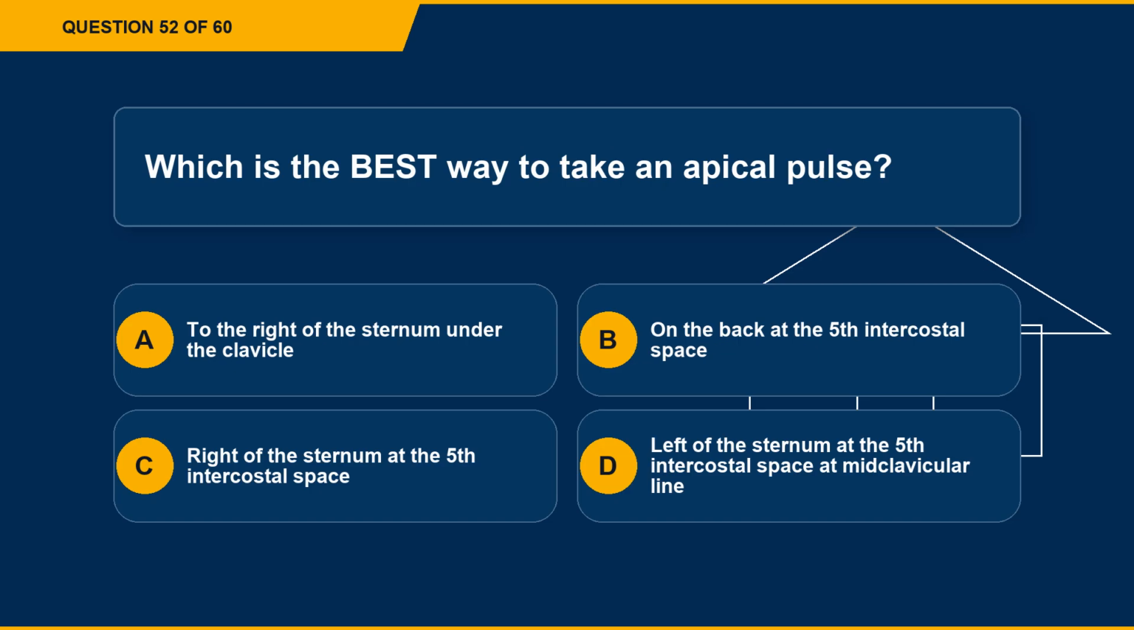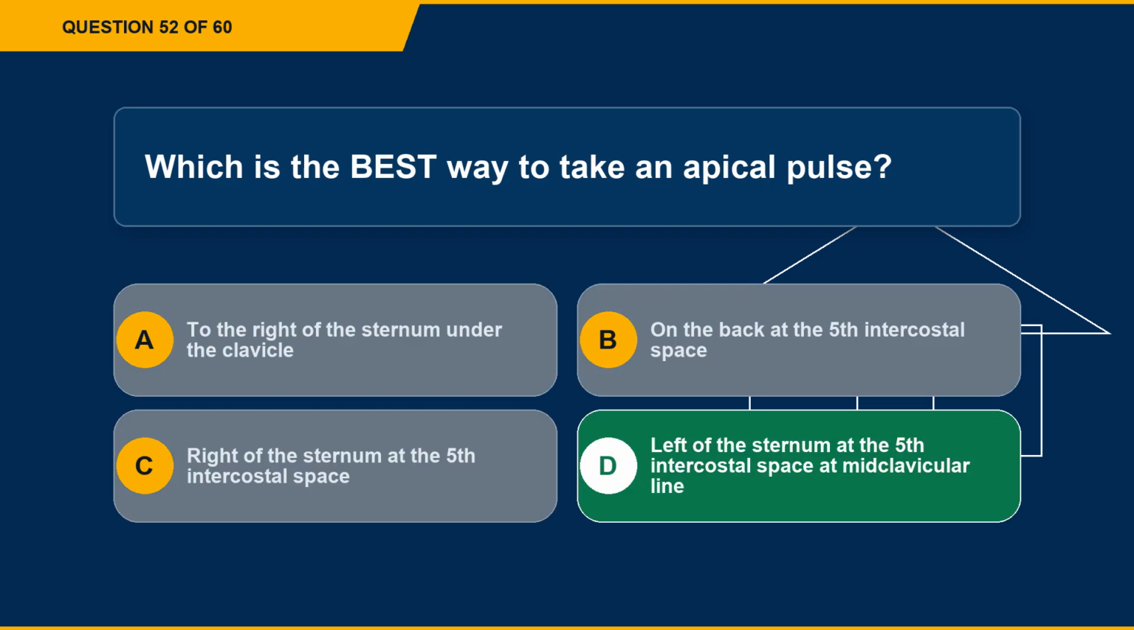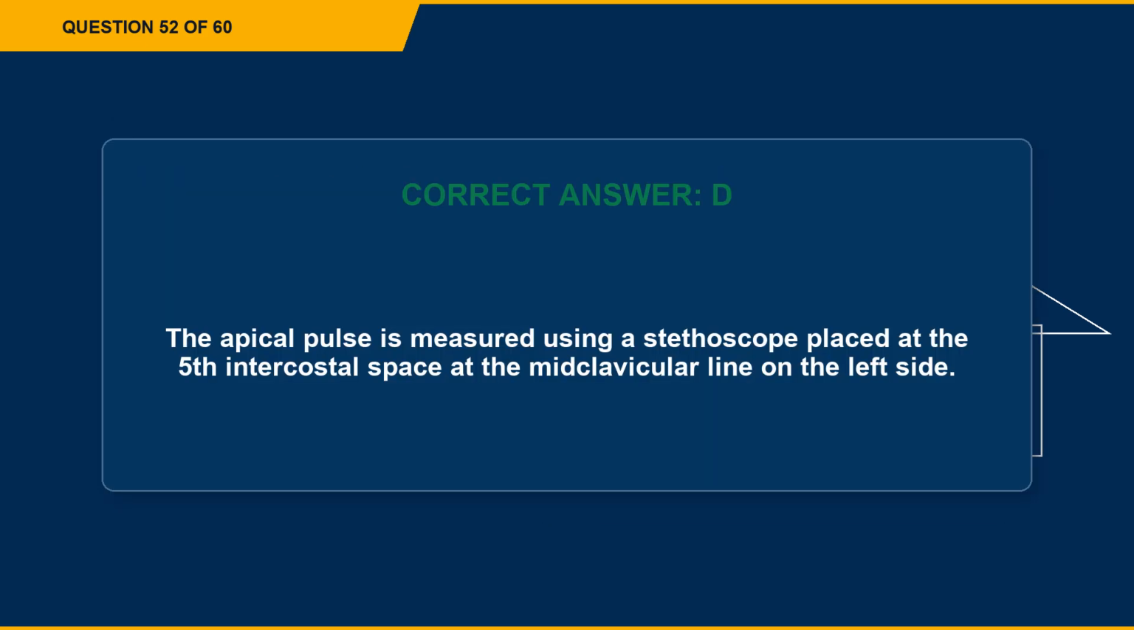Question 52. Which is the best way to take an apical pulse? Option A, to the right of the sternum under the clavicle. Option B, on the back at the fifth intercostal space. Option C, right of the sternum at the fifth intercostal space. Option D, left of the sternum at the fifth intercostal space at mid-clavicular line. The correct answer is option D, left of the sternum at the fifth intercostal space at mid-clavicular line. Explanation. The apical pulse is measured using a stethoscope placed at the fifth intercostal space at the mid-clavicular line on the left side.